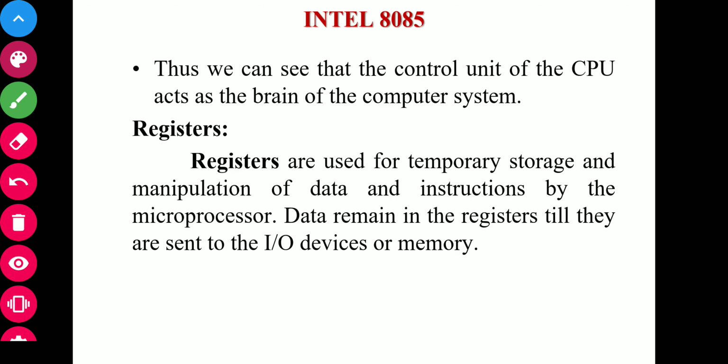So thus we can see that the control unit of the CPU acts as the brain of the computer system. And the next important block is registers. As I said, registers are used for temporary storage and manipulation of data and instruction by the microprocessor. Data remain in the registers till they are sent to the IO devices or memory.